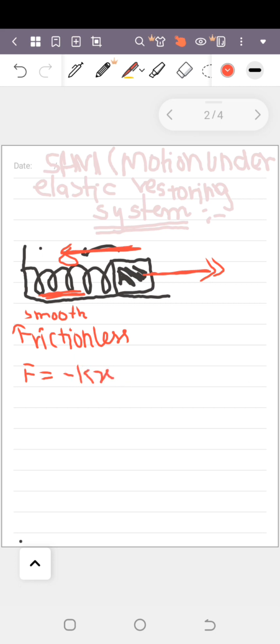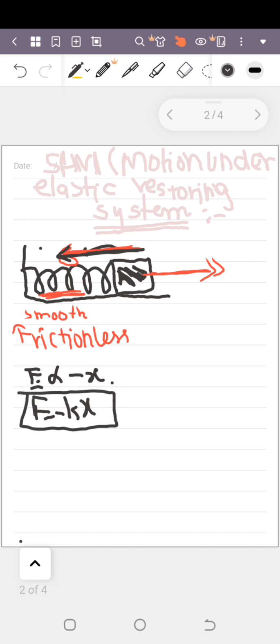Or simply, first of all, let me tell you, force is directly proportional to displacement. Force is directly proportional to what? Displacement. But here I put the negative because the force acts against the displacement. Okay, after that when we remove the directly proportional sign, we put an equal sign with a constant. That will be F is equal to minus kx. So this is known as Hooke's law, and here K is known as the spring force constant or spring constant.